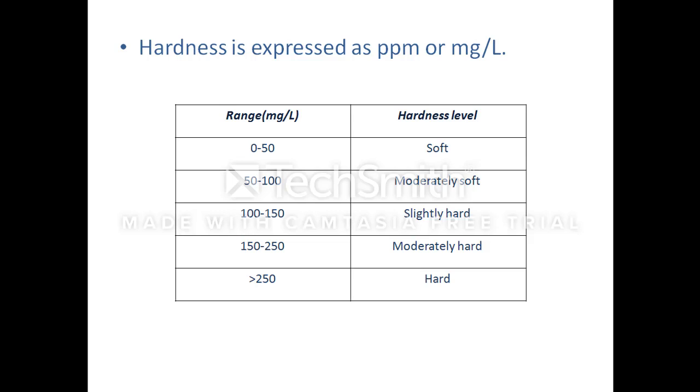Now, different levels of hardness are shown in the table. For example, if the hardness is 0 to 50 milligrams per liter, the water is said to be soft. And if the hardness is 50 to 100 milligram per liter, water is moderately soft. If it is 100 to 150 mg per liter, water is slightly hard. If it is 150 to 250 mg per liter, it's moderately hard. And if the hardness of water is greater than 250, the water is said to be hard.